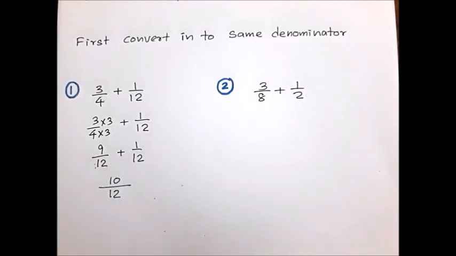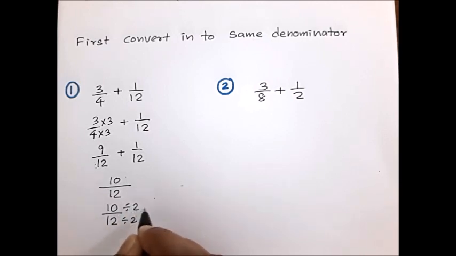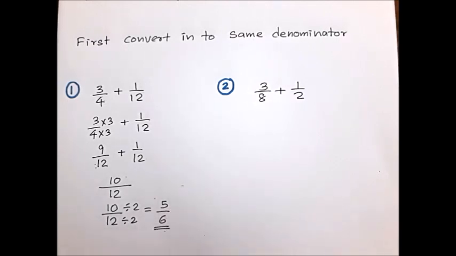9 plus 1, 10. But you can't keep this answer because we can simplify this more further by dividing. You have to write an equivalent fraction for this one by dividing both numerator and denominator. So what is the number you can divide both? It is 2. Now divide both numerator and denominator by 2. 10 divided by 2, it is 5. 12 divided by 2, it is 6. Answer is 5 over 6.